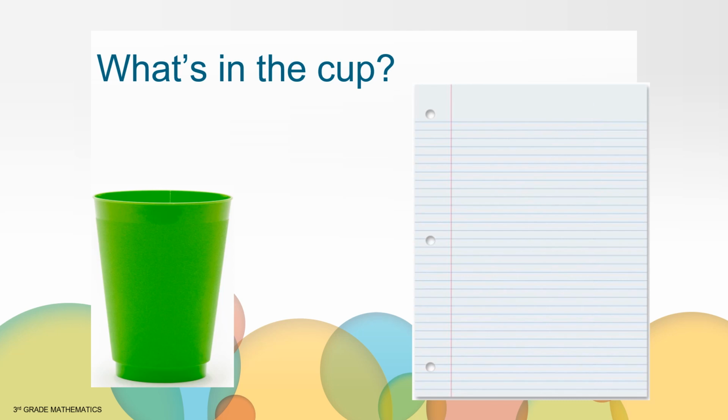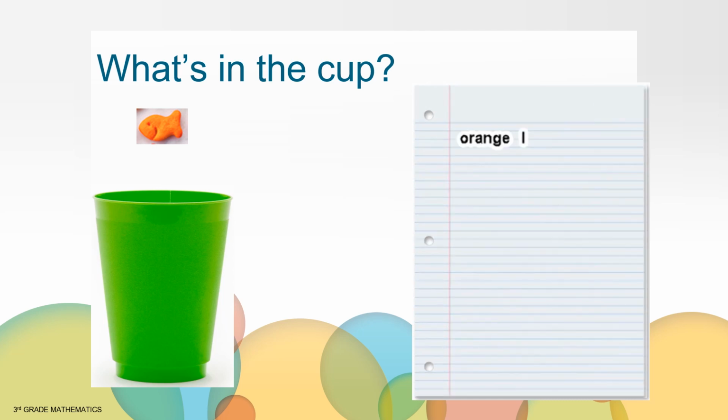Okay, let's begin. I shake up my cup, and the first goldfish I pull out is orange. You can write orange on your paper and place a tally mark next to it, since so far I have pulled out one orange goldfish. Now I will place the goldfish back into the cup.